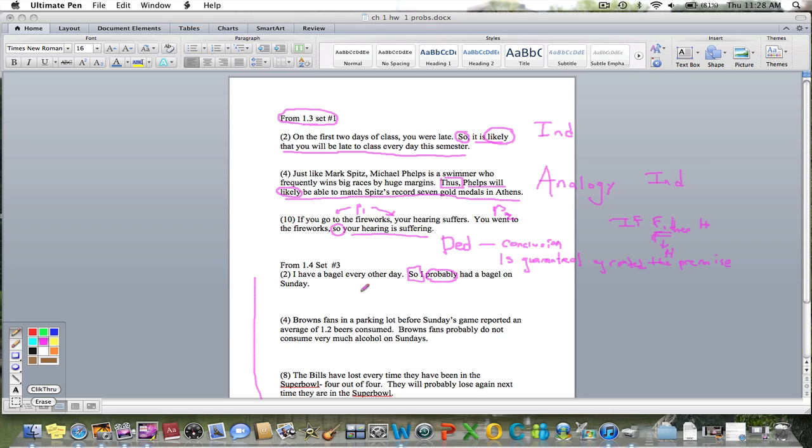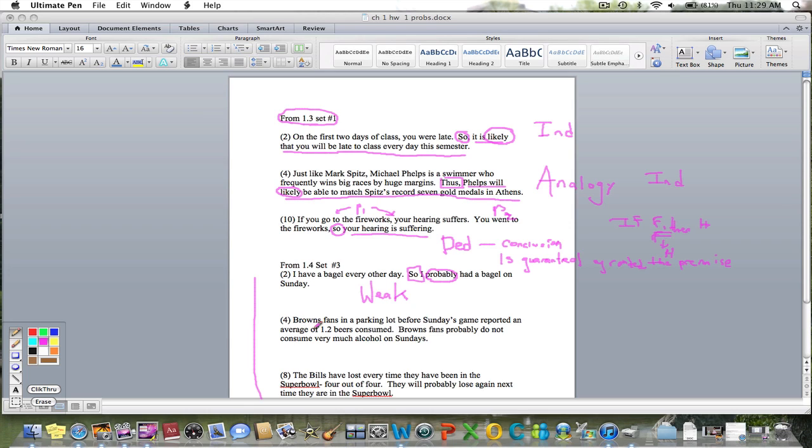Now, the question is the reasoning correct? Do we have a greater than 50% chance the conclusion is true, granted the premise? Use the flowchart on the top of page 12. Crucial here, this one is inductive weak, and the reason is every other day is 50% of the time. You got to be greater than 50% for the argument to be inductive strong.